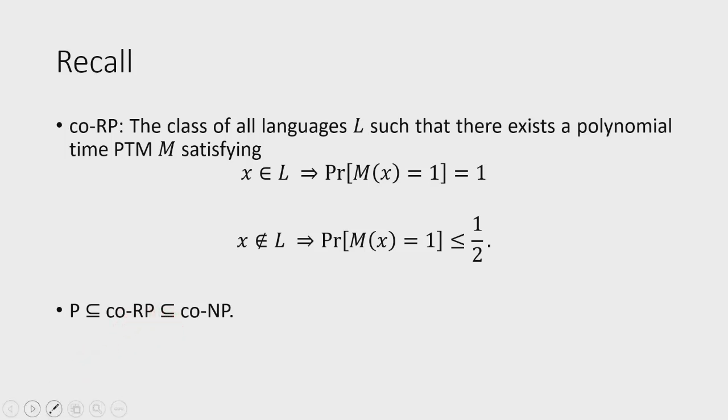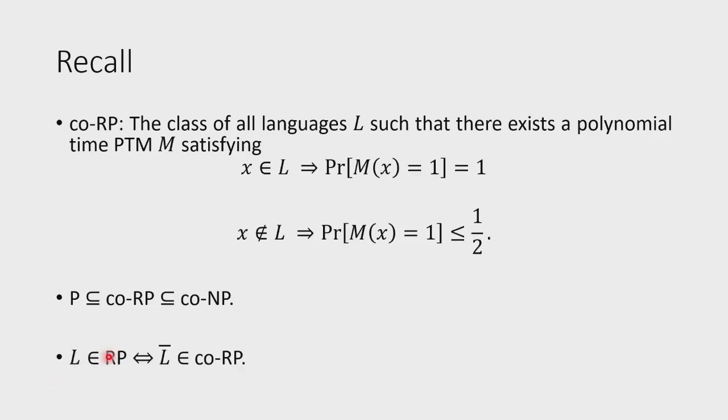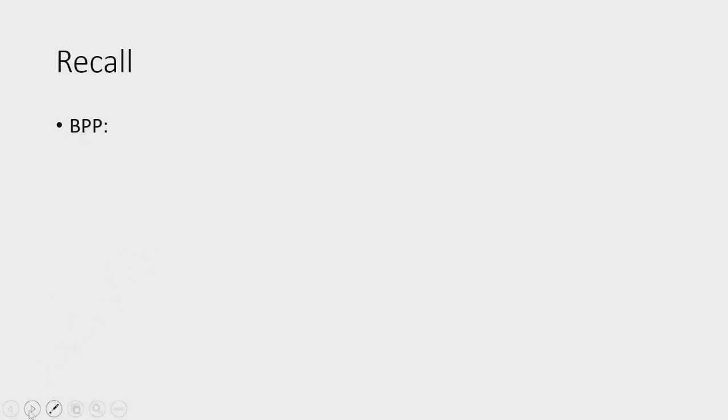And it's easy to show that L is in RP if and only if X complement is in CoRP. So that's why we have Co over here in the name. So these were one-sided error classes. Then you would have seen a two-sided error class, BPP.